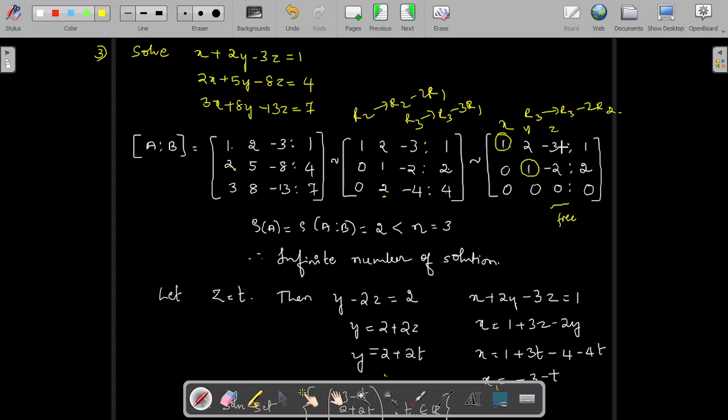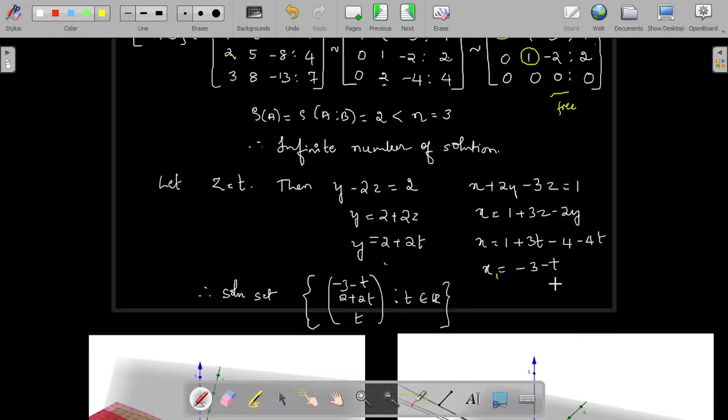Similarly, x plus 2y minus 3z equal to 1. So, x equal to 1 plus 3z minus 2y. So, after substituting all these values, x comes out to be minus 3 minus t. So, solution set is given by all possible values minus 3 minus t, 2 plus 2t, t, where t belongs to R. Go on giving different values for t, you will get different solutions. So there are infinite number of solutions.